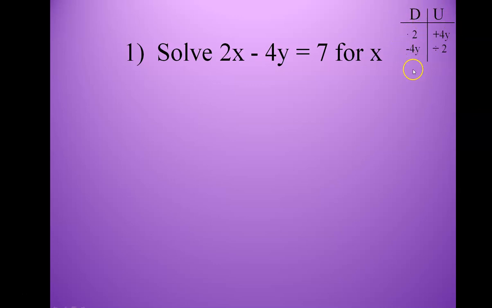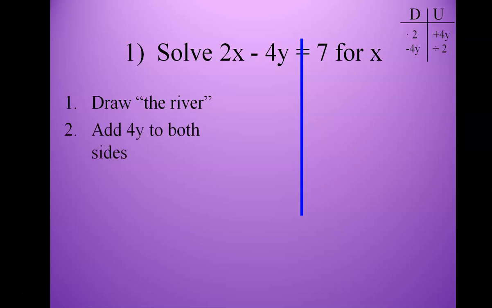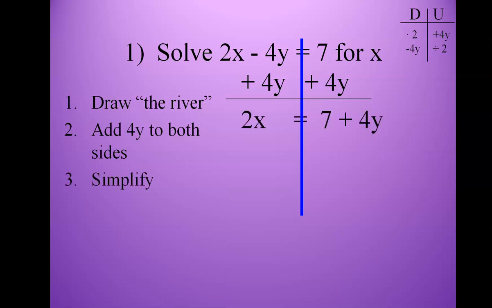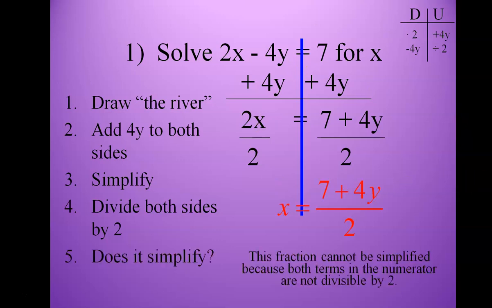Here's our do-undo chart. I'm going to draw the river, and in my undo chart, the first thing I have to do is add 4y to both sides. Because I cannot really add 7 and 4y, they're not like terms, I'm going to write it as 7 plus 4y, and that's it. Then the next step in my undo chart is dividing by 2. So I'm going to divide both sides by 2, and the 2's cancel right here. So our x is isolated.